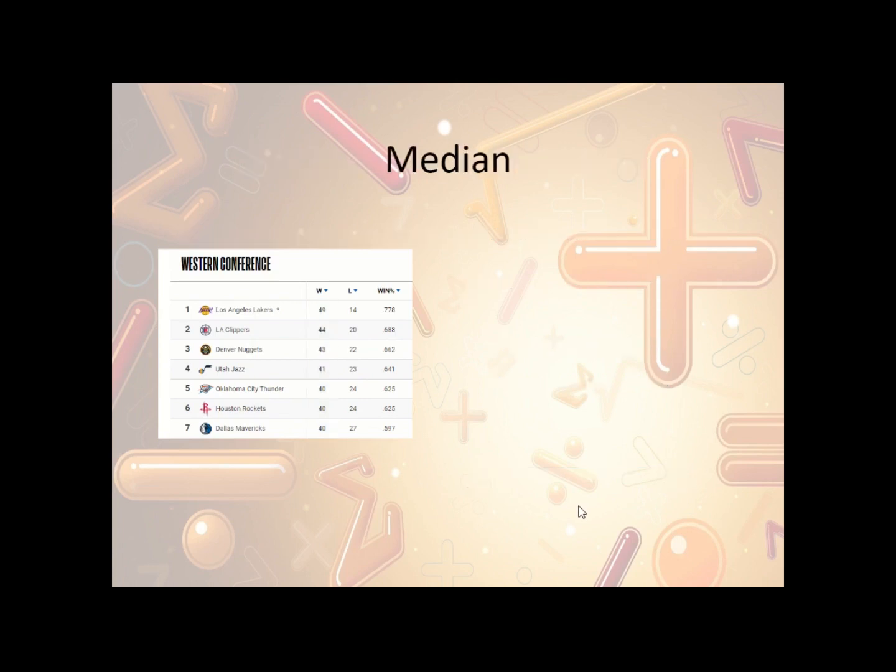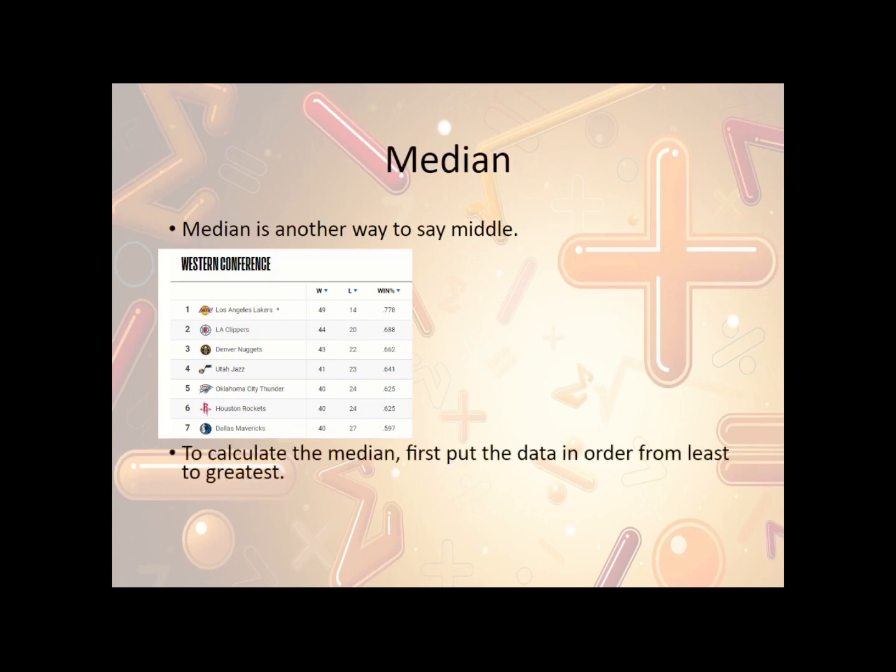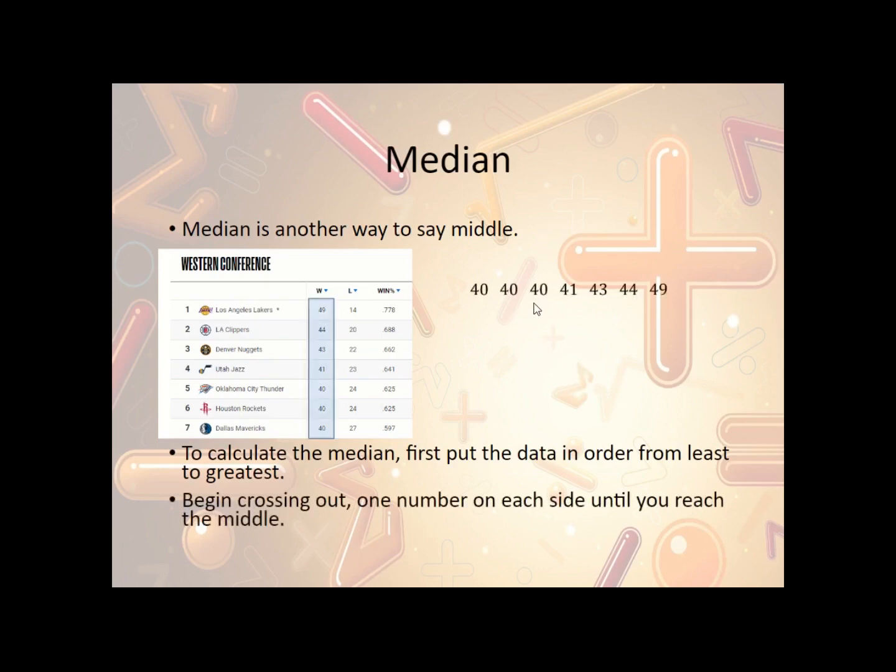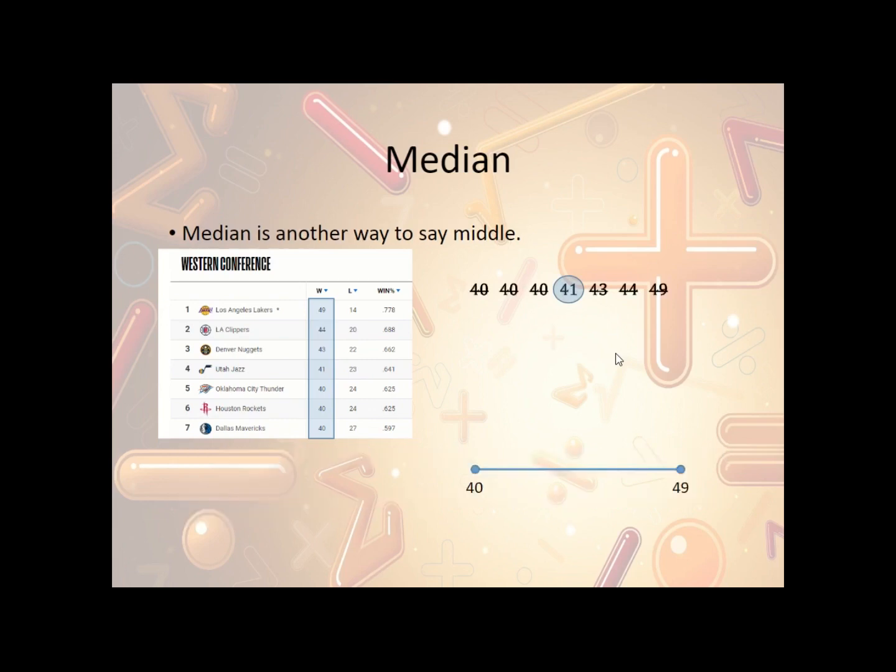Then we need to find the median. So the median is the middle. Remember, in order to find the median, we're going to put them in order from least to greatest and then start crossing them out on each side until we get to the middle. So we have 40, 40, 40, 41, 43, 44, 49. So we cross them out from each side. So we cross out 40 and 49, 40 and 44, 40 and 43, and we're left with 41. So 41 is our median. So we're going to go here to 41, which is somewhere over here, and we're going to draw a little line right there to say that that is our median.